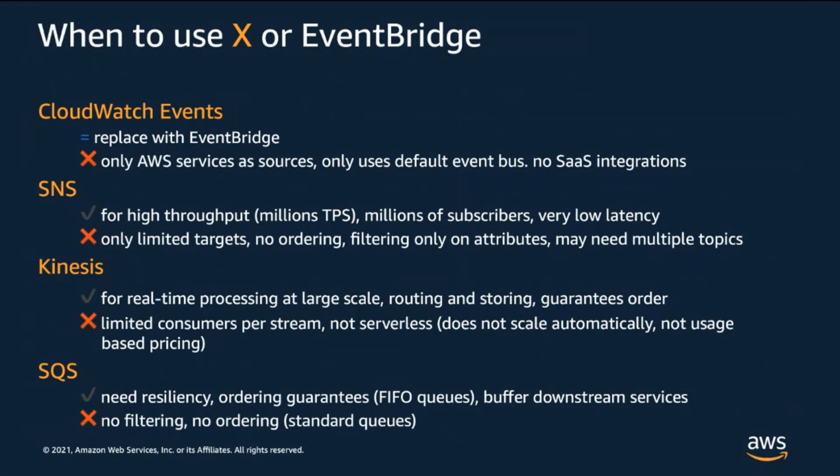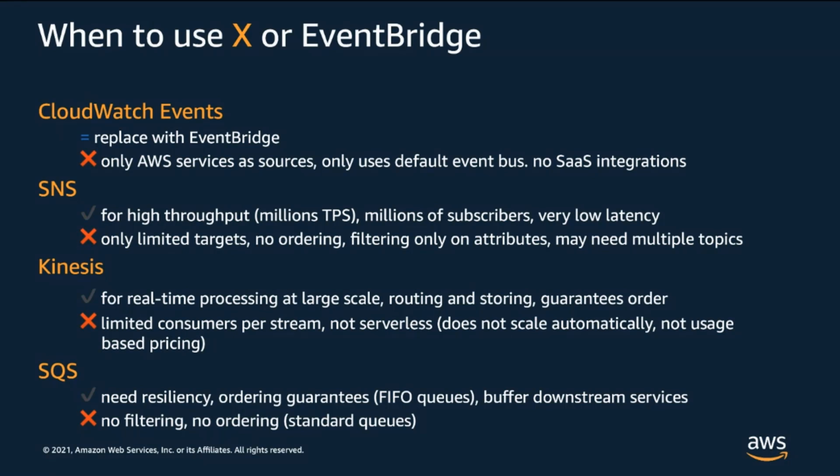Now let's discuss when to use EventBridge versus some other services. You'll want to use CloudWatch if you're only using AWS services as sources, because it only uses the default event bus and there's no SaaS integrations. When to use SNS or EventBridge? Again, like we just said, for high throughput, millions of subscribers, very low latency, SNS is a great choice because EventBridge only has limited targets and there's no ordering. You can only filter on attributes and you may need multiple topics. SNS is a really great option if you have millions of subscribers, but it's not a good option if you need to filter by the whole event body, because with SNS, you can only filter by attributes.